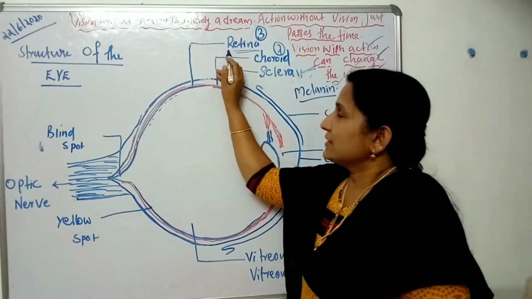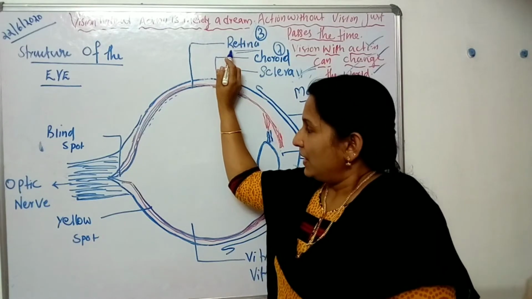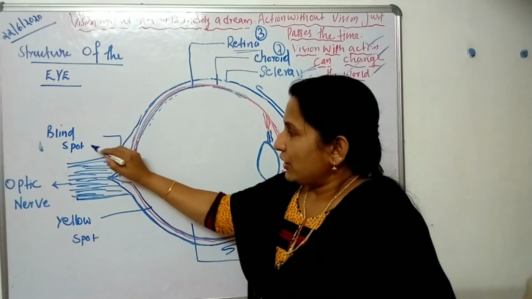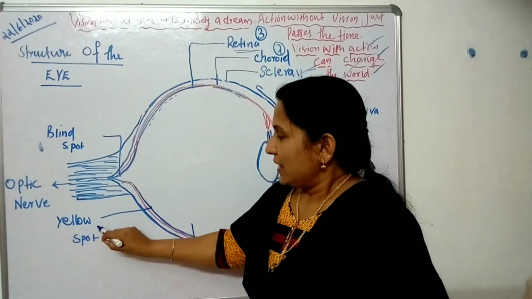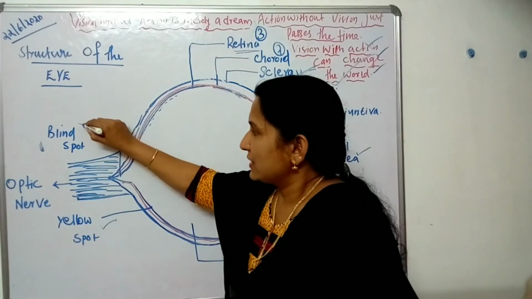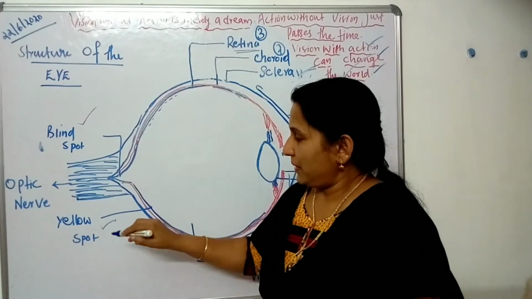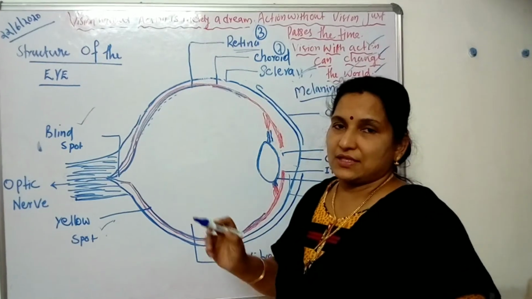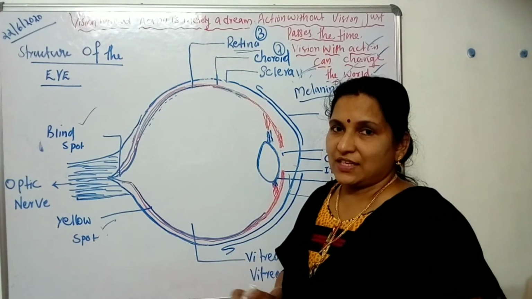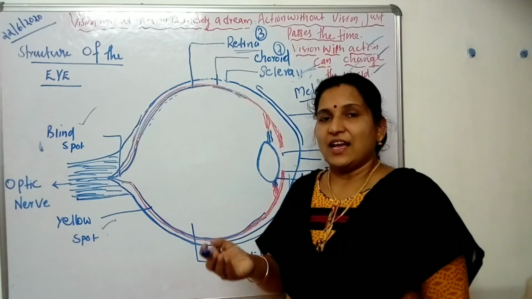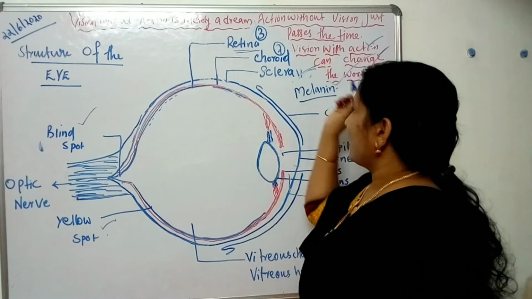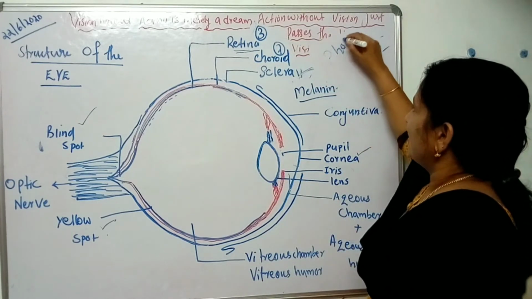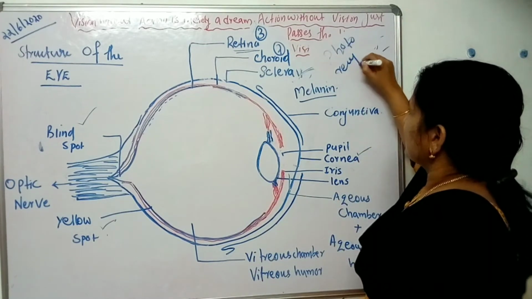Then retina is the innermost layer. In the retina, there are two important parts. One is the yellow spot and another one is the blind spot. What do you mean by yellow spot? We have studied that photoreceptors are present in the eye. The receptors which are stimulated in the presence of light are known as photoreceptors. Photo means light. Photoreceptors.